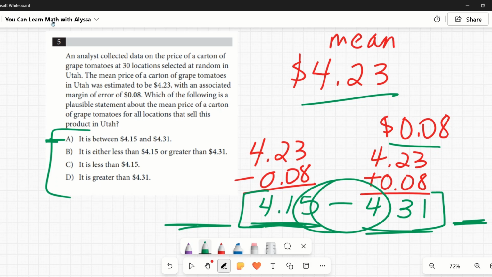C, it is less than $4.15. Nope, not that one either. And D, it is greater than $4.31. Nope. All right, so we've confirmed A is our answer. It's between 415 and 431.